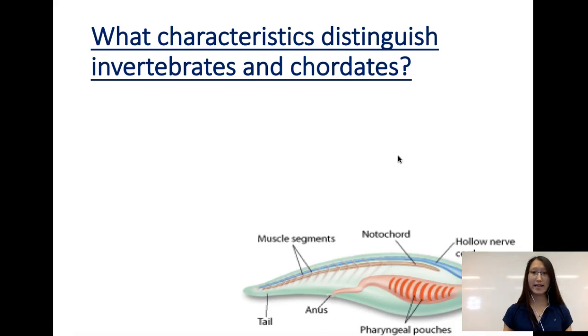So every chordate has 4 different characteristics, at least at one point during their development. So it doesn't mean that the adult form, the born version of this animal, needs to have all 4 characteristics at the same time, but these 4 characteristics existed, possibly during the embryonic development or even after they're born. So it varies depending on what kind of animal we're talking about.